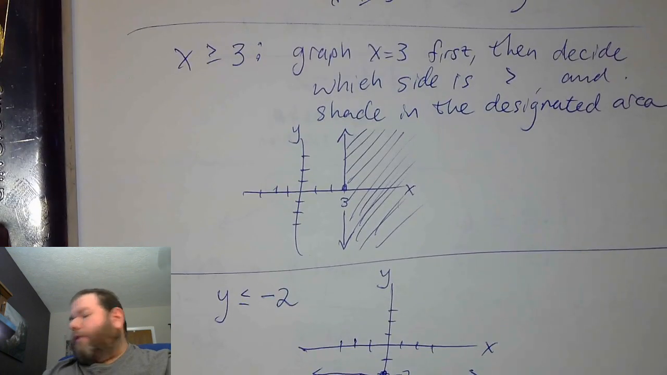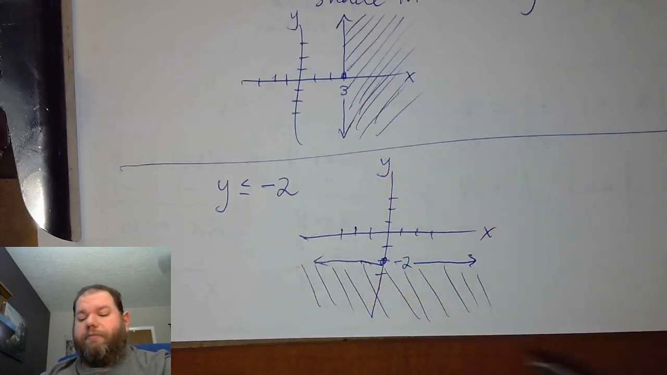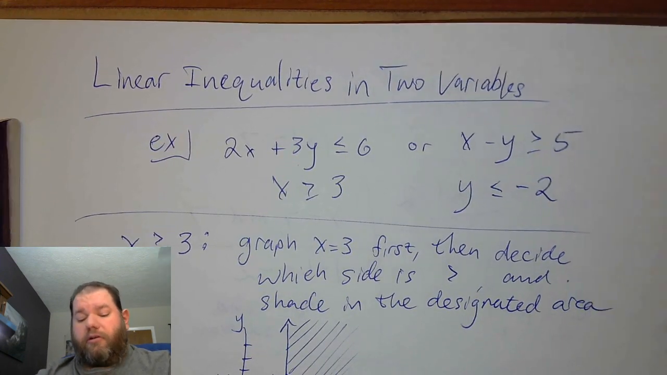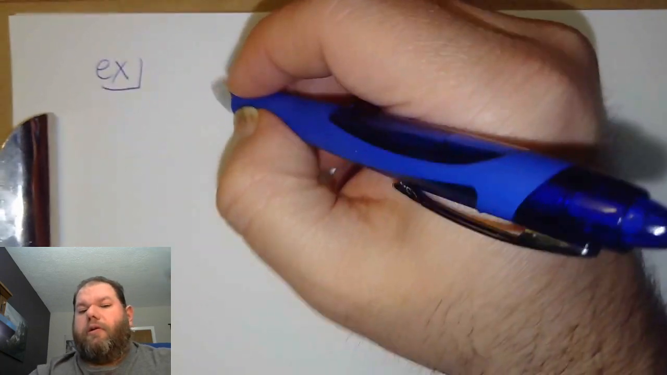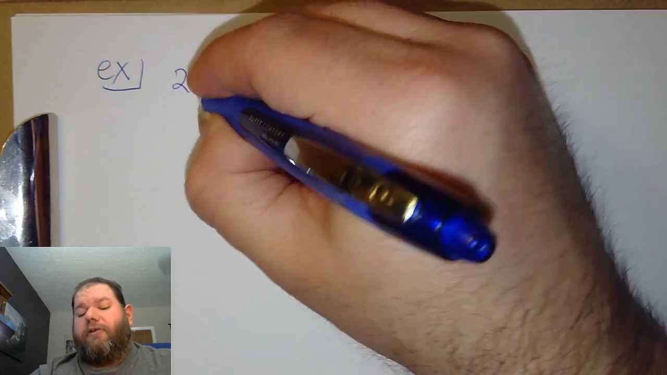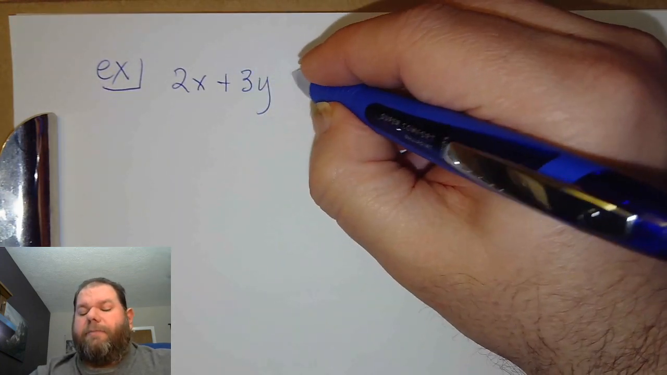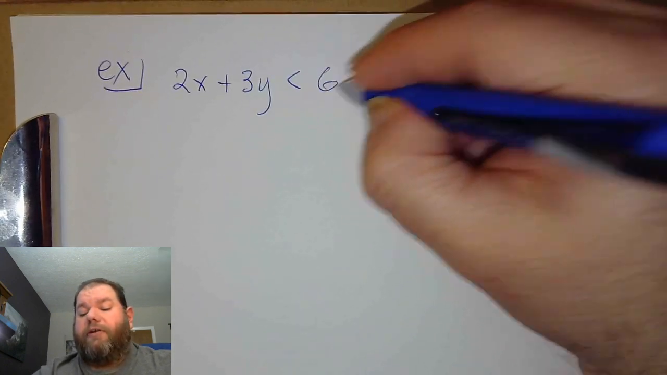Alright, so if we just have x greater than or equal to a number, or y greater than or equal to a number, or less than, or whatever, this is what we'll do. Let's look at one with 2 variables now and see how that changes. Let's go back to the one I mentioned earlier, although this time, let's do a less than, and without the equal to sign there.